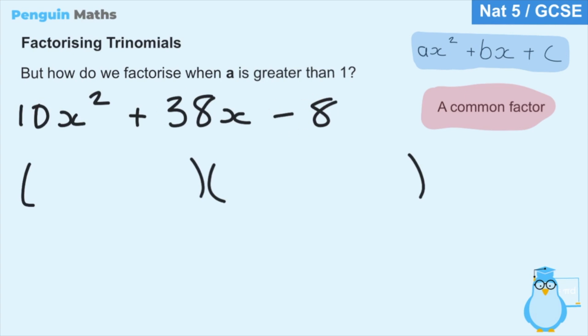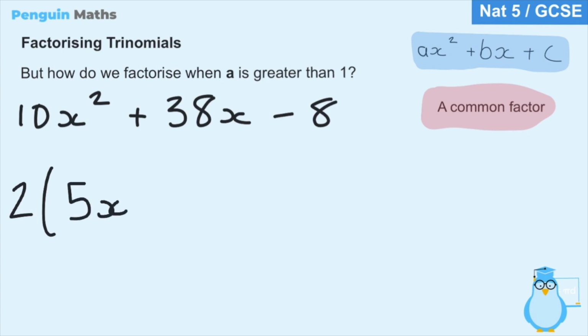And what do all these numbers have in common? Well, they're all even numbers, and that means they can all be divided by 2. So to begin this example, I'm going to take a common factor out of 2, and that will leave us this time with 5x squared, because 10 divided by 2 is 5.